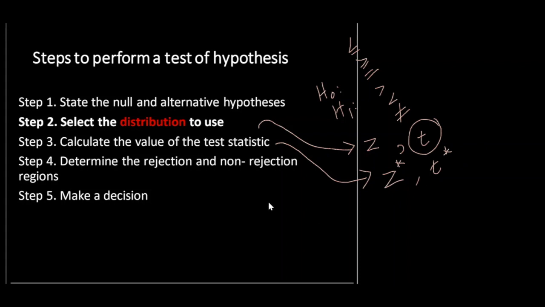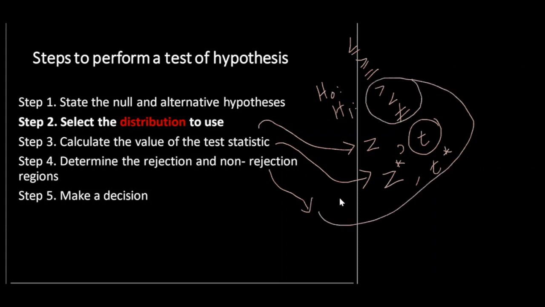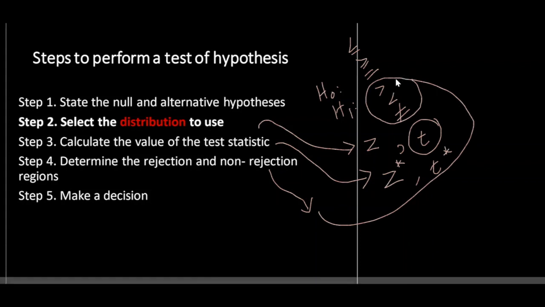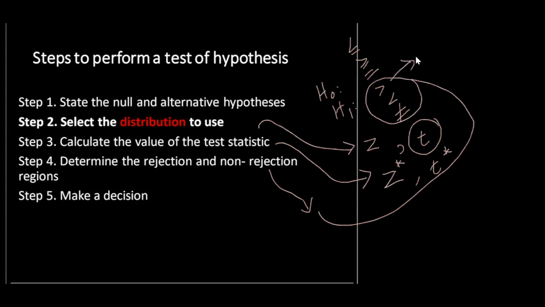Step 4 is to determine the rejection and non-rejection region. This depends on the alternative hypothesis. This would be your right tail test, left tail test, two tail test. And finally, we'll make a decision.